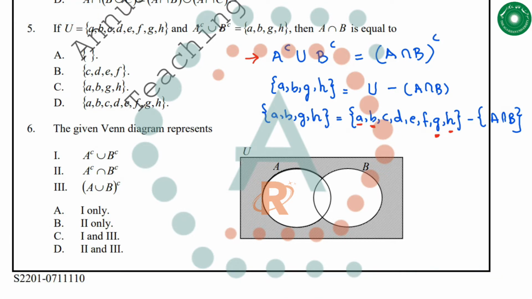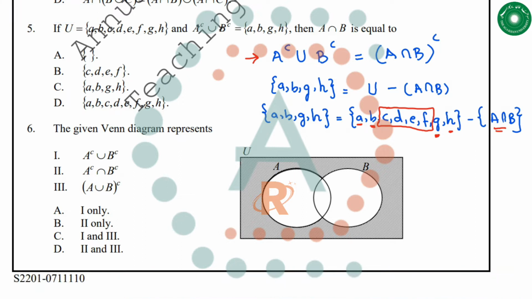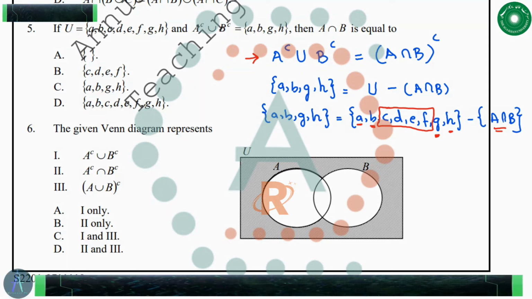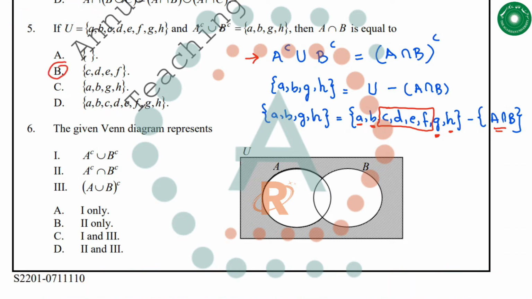These four elements are left in this subtraction of A intersection B from the universal set. It means the elements present in A intersection B are such that when we subtract A intersection B from the universal set, we will get A, B, G and H. So the value of A intersection B should be C, D, E, F. So for question number 5, option B is the right answer.